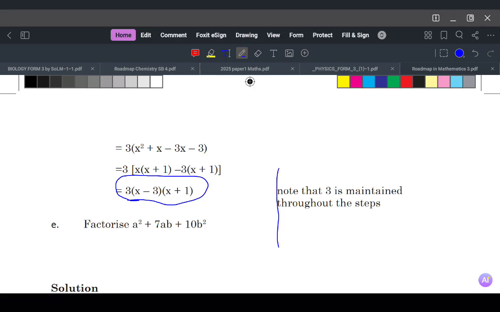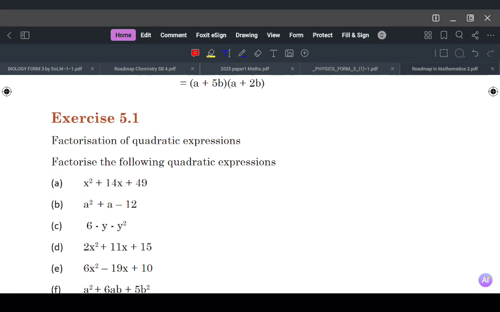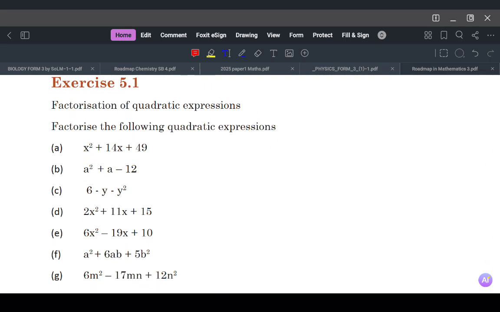All right, so I'd like to leave you now. Before I go, I want you to work on these questions. We've looked at sufficient examples. So factorize the following quadratic expressions. So what you're going to do is you pause the video and work on this and submit your answers.